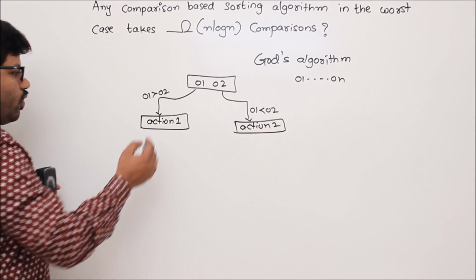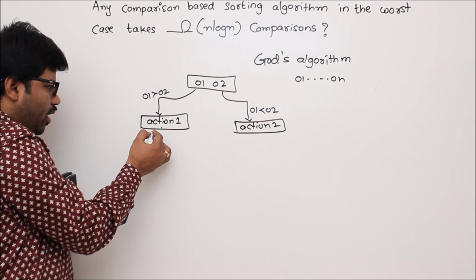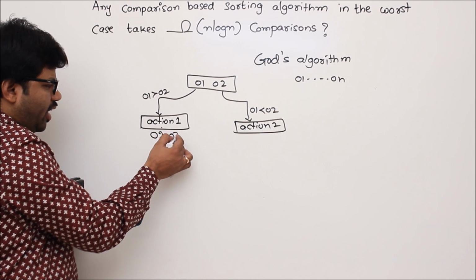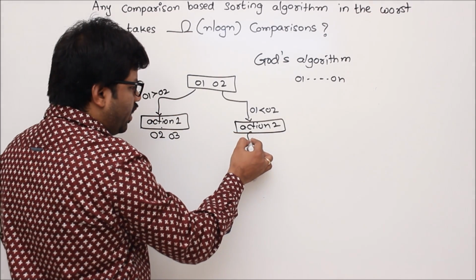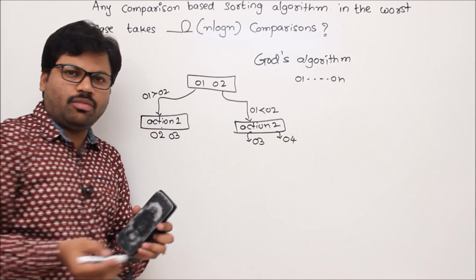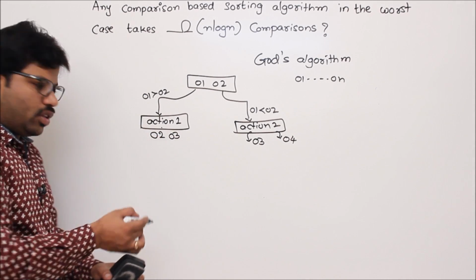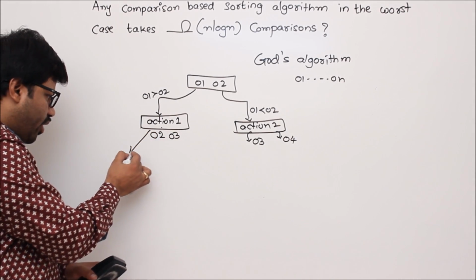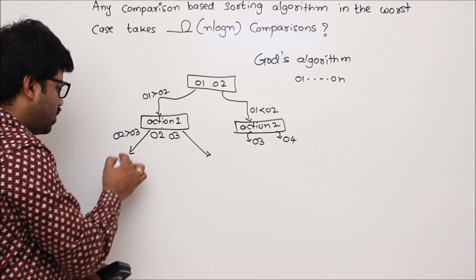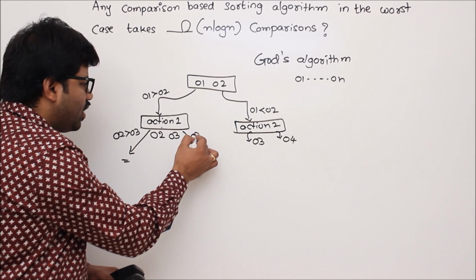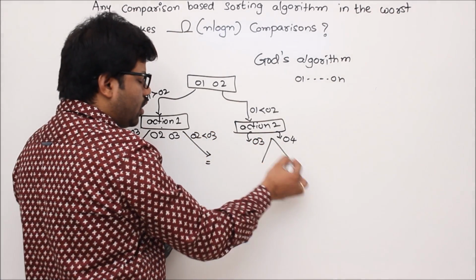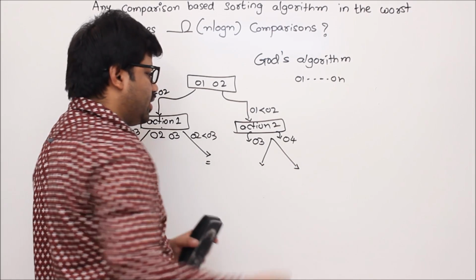Now in action number 1, probably you will immediately compare two more objects, maybe O2, O3, any random. Here maybe you are comparing O3 and O4, some two random elements. After comparing O2 and O3, there are two different actions possible: if O2 is greater than O3, you do something, and if O2 is less than O3, you do something else. Similarly here, based on O3 and O4, you take two different decisions.